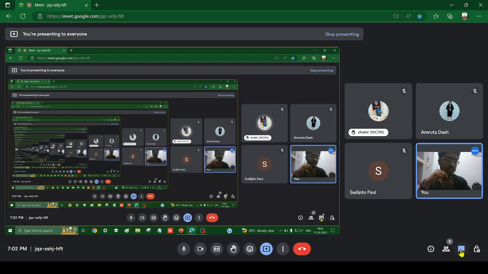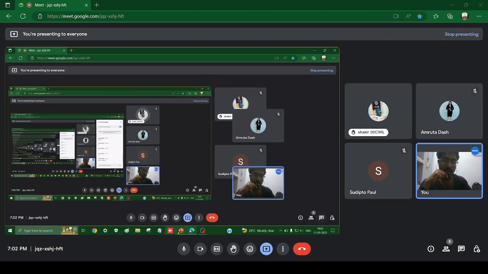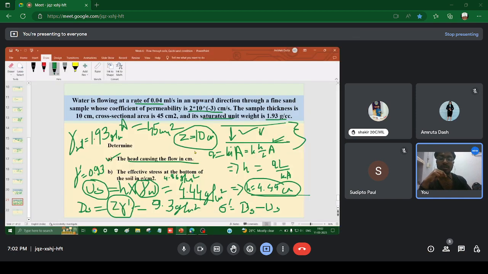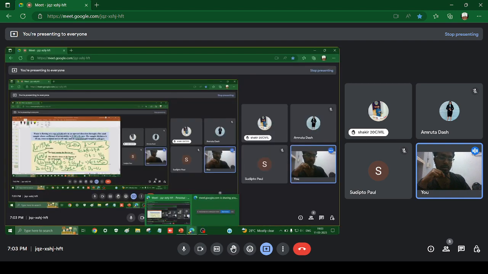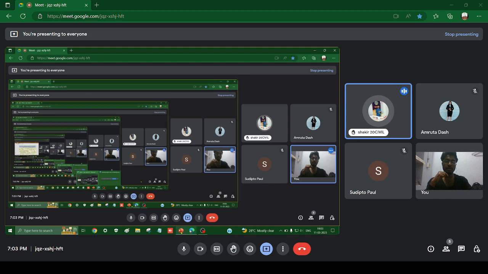How we got this 9.3? See, Z is equal to 10, and gamma submerged equals 1.93 minus 1. Gamma sat minus gamma W, that is 0.93. And 0.93 into 10, we get 9.3. Clear? Z is 10, gamma submerged equal to gamma sat minus gamma W. Gamma sat is 1.93, gamma W is 1. So 1.93 minus 1 is 0.93. 0.93 into 10 gives us 9.3. Clear, Shakir? Okay, sir. Got it.